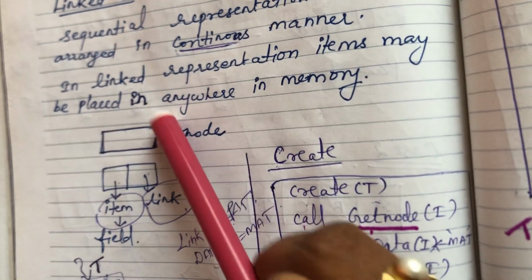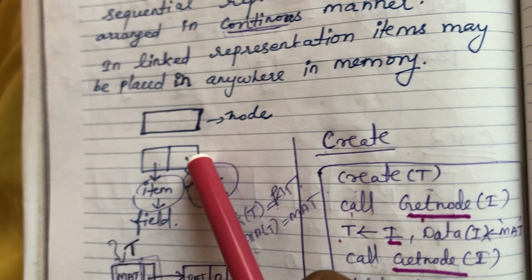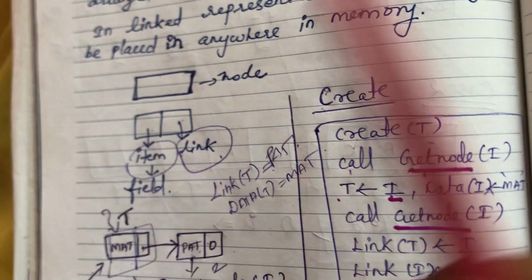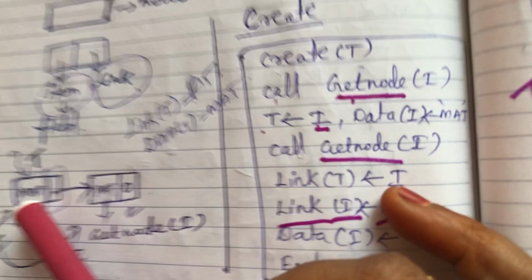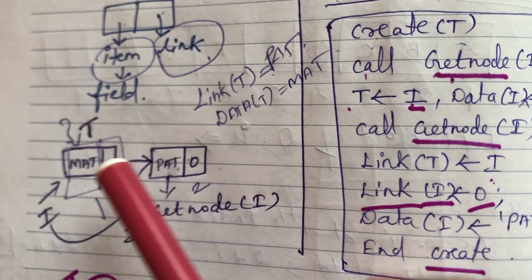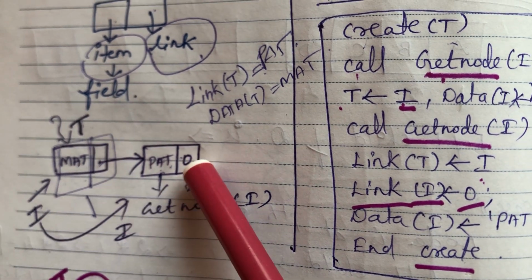This is one node. Each node contains two fields: one is the data field, another one is the link field. The data field is sometimes called the item field. Okay, this is the example. Here this is one node, this is one node. This one is representing t, this one is representing I.